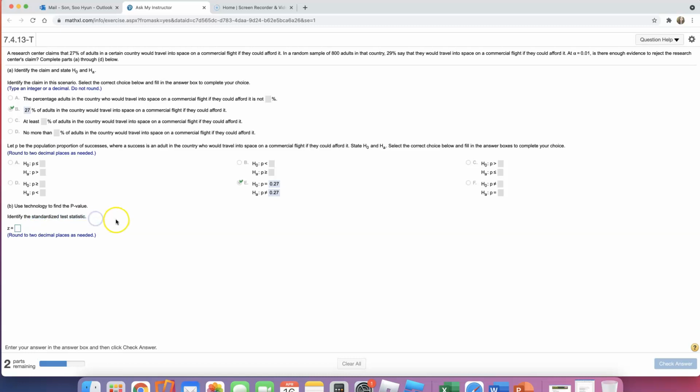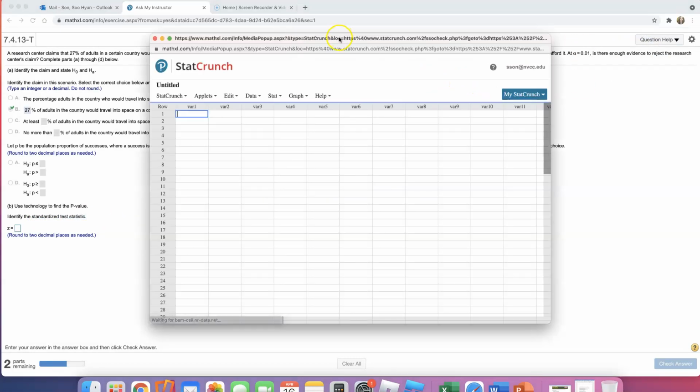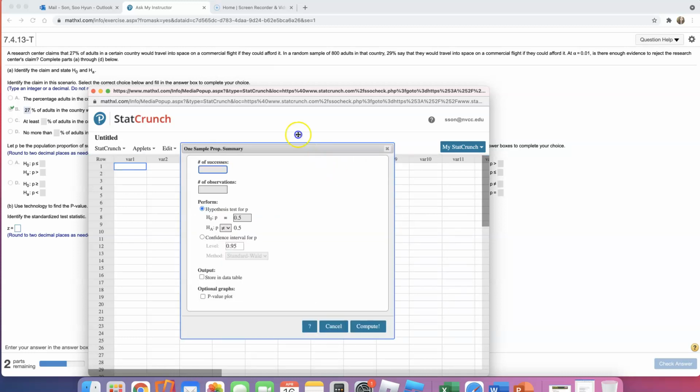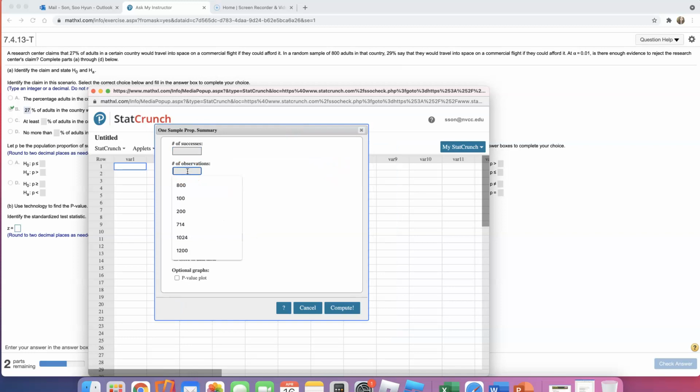Standardized test statistic. This is what you're going to do. Open up your StatCrunch. We're trying to work with proportion here, so go to Stat, Proportion Stat, One Sample, With Summary. This is where you will go, and type in the number of observations. There were 800 adults in this sample.